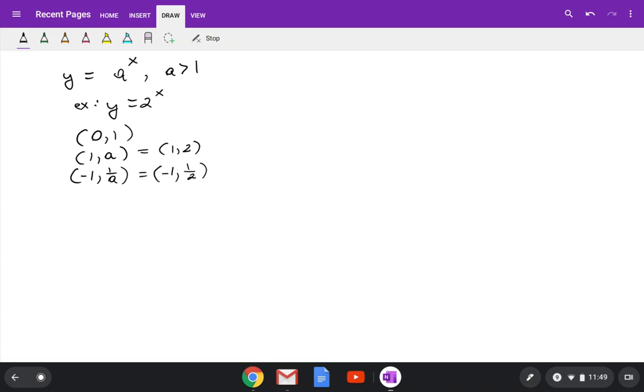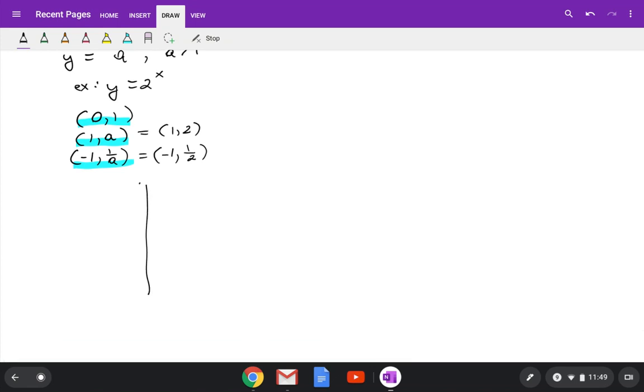So we graphed that last time. Just remember those 3 major points to graph it. It's very useful to memorize them. So we have point (0, 1), the y-intercept, and (1, 2) right here. So (1, 2), (0, 1), and (negative 1, 1/2), somewhere here.